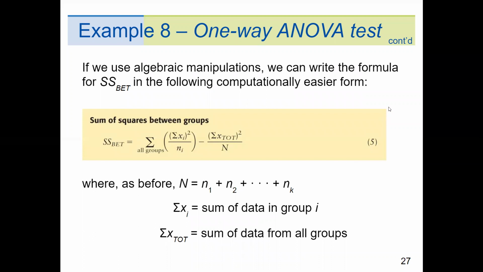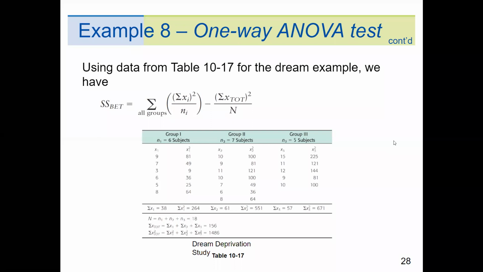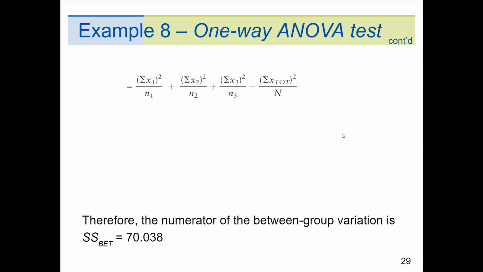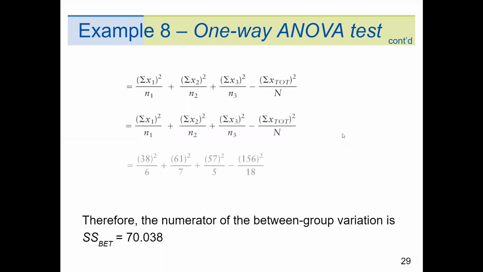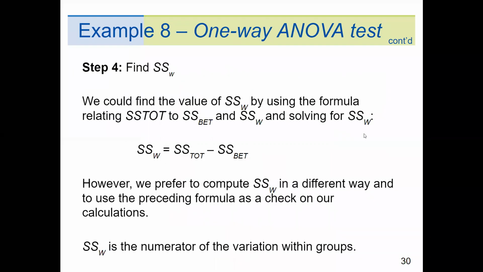If we use algebraic manipulations, we can rewrite the formula in the following way to make it easier. Using the data from table 1017 for the dream example, we have the following. Okay. Therefore, the numerator of the between group variation is 70.038.